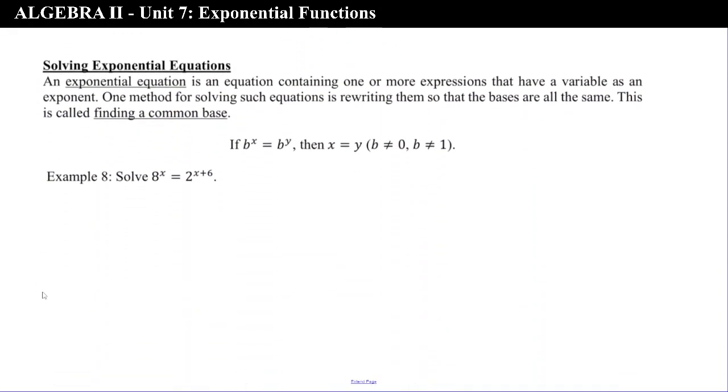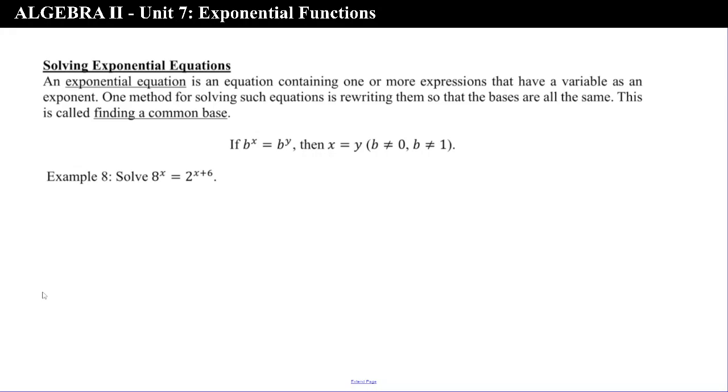One final topic that we're going to cover briefly here is solving exponential equations. An exponential equation is an equation containing one or more expressions that have a variable as an exponent. One method for solving such equations is rewriting them so that the bases are all the same. This is called finding a common base. So, for example, if b to the x equals b to the y, then x equals y, provided b is not 0 or 1. So let's do this example.